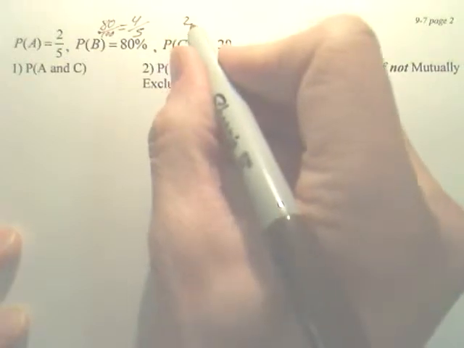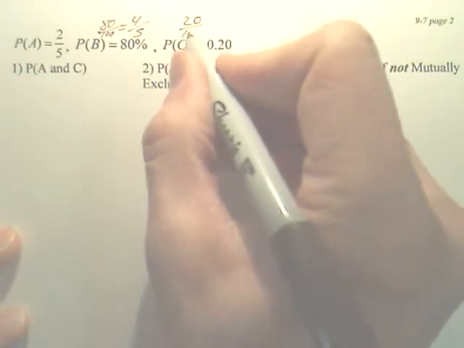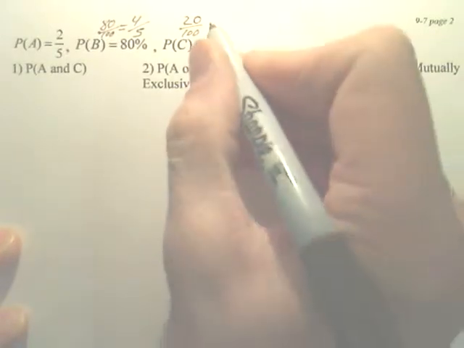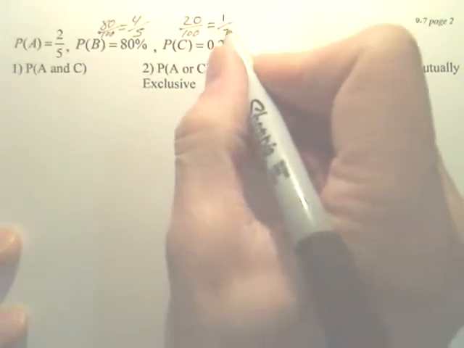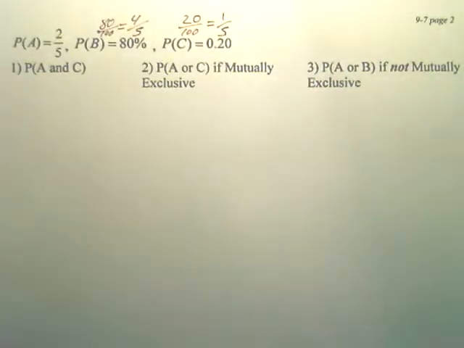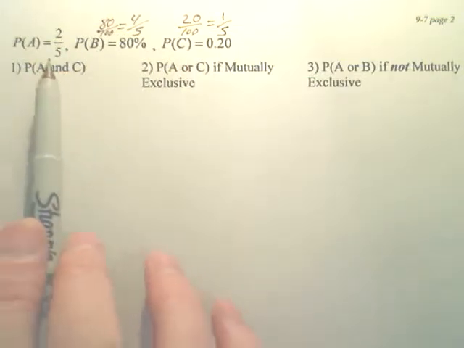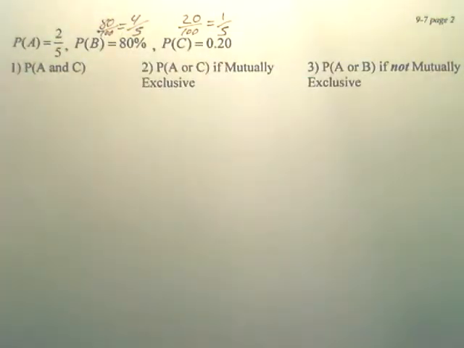Now, 0.20 is 20 hundredths, or 2 tenths, or what else? 1 fifth. Now, could we have changed all these to decimals or changed them all to percents? Yeah, you can put them in whatever terminology you want, but I'm going to deal with fractions right now. So you have probability of A, probability of B, and probability of C: 2 fifths, 4 fifths, and 1 fifth.